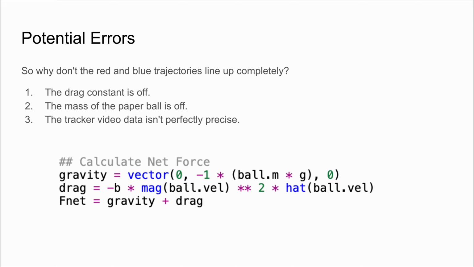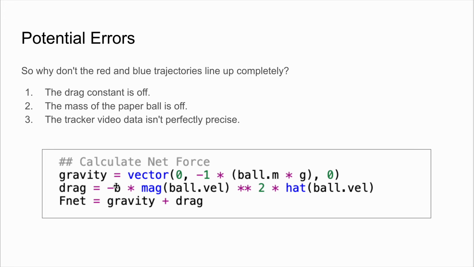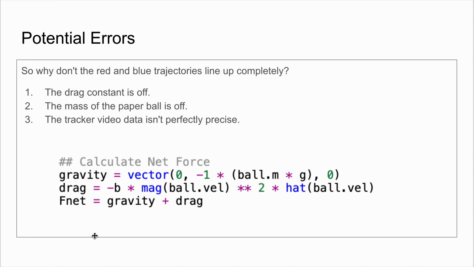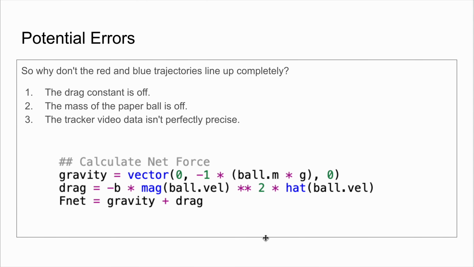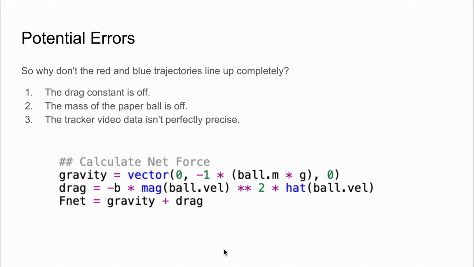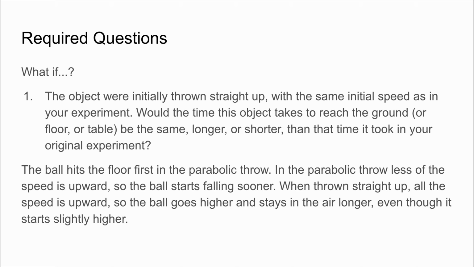So what are some potential errors? The drag constant is off. Like I mentioned earlier, we had to estimate what this b value is. We used 0.002. The mass of the paper ball might be off. Again, we had to estimate how much the paper ball weighed, and that's just the ball's mass right here, and we did 0.003 kilograms. And then the final potential error is the tracker video data isn't perfectly precise. The video is kind of blurry, and you just have to estimate where the ball is per each frame. And then finally, the required questions.